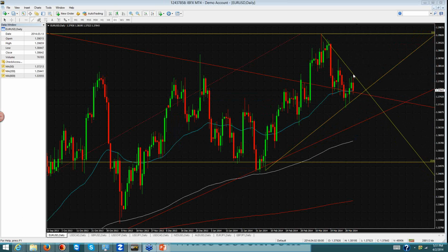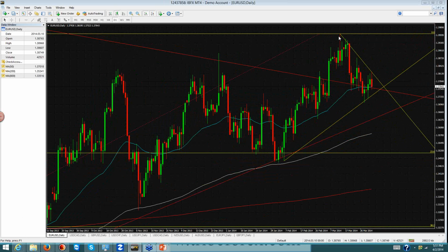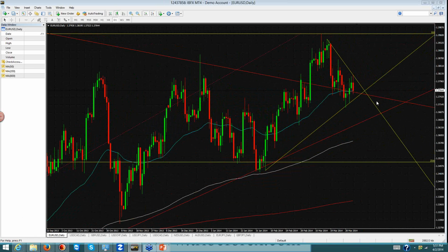And you just need two swing highs and swing lows to form that consolidation pattern. That's a swing high. Something like this is basically what we're looking at. We're probably going to see price move out of this apex in the next couple of days.